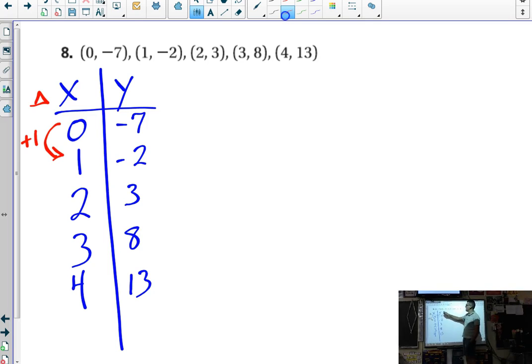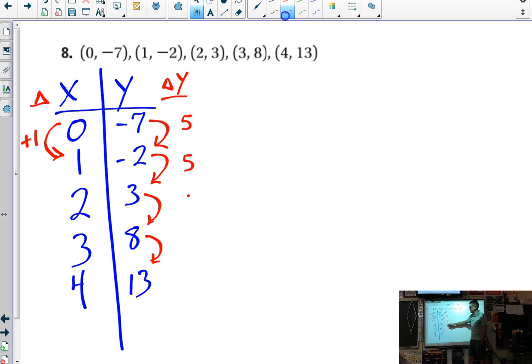Then evaluate what is your delta y. We need to look at each delta y. From -5 to -2, what, 5. From -2 to 3, from 3 to 8, from 8 to 13. Since my delta y is consistent, this first level change being consistent tells me this is going to be what type of function? A linear function.